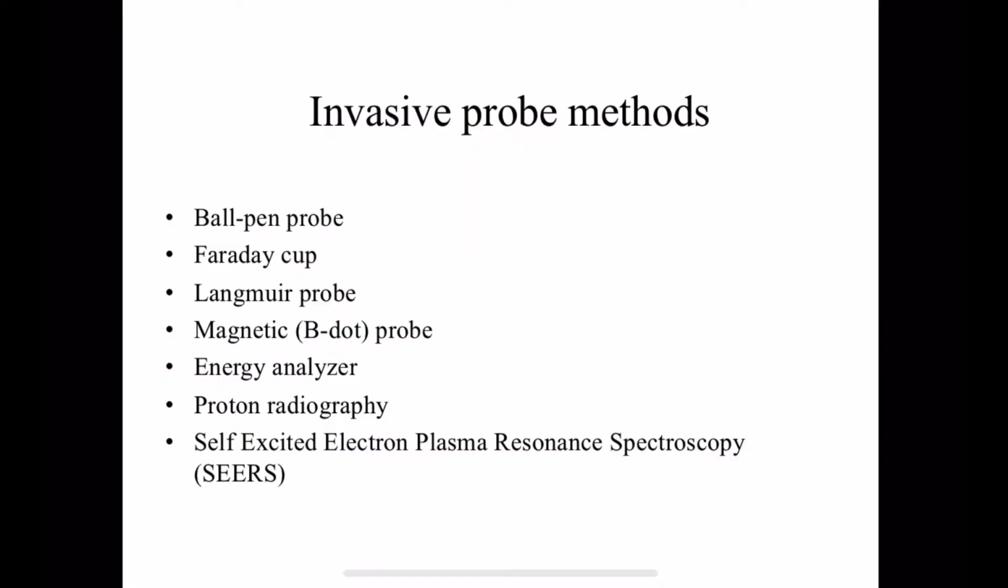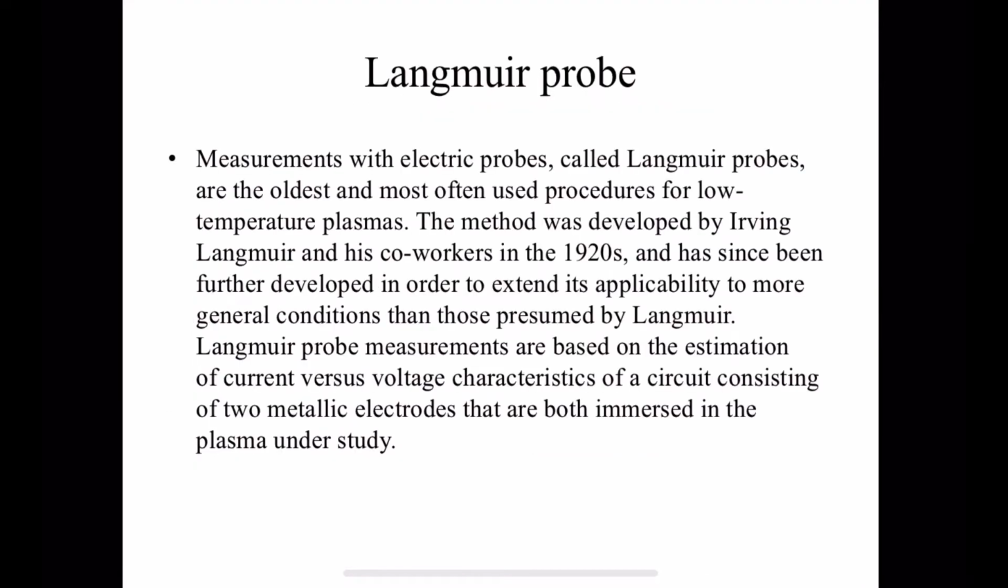Plasma typically takes the form of neutral gas-like clouds or charged ion beams, but may also include dust and grains. For methods, we have the invasive probe methods: ball pen probe, Faraday cup, Langmuir probe, magnetic B-dot probe, energy analyzer, proton radiography, self-excited electron plasma resonance spectroscopy. Out of these, we're going to discuss the Langmuir probe.